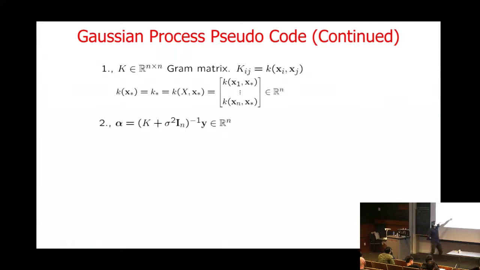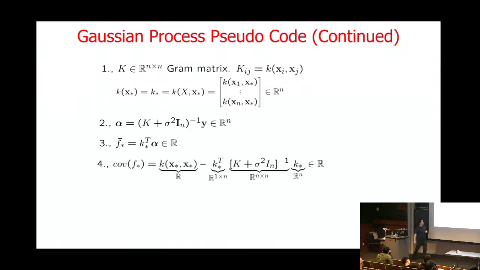Using these, plus this n-dimensional y, which is just the target values in the training set, we can calculate this alpha n-dimensional vector. And then it turns out that the mean we can predict has this form, and the covariance in F star, our confidence, is given by this expression. What you should see is not why this algorithm makes sense, but that you can run this algorithm, and then at any given point x star, you can create a prediction F star and the uncertainty. That's all we need at this point. Okay, so this is how you do regression with Gaussian processes.